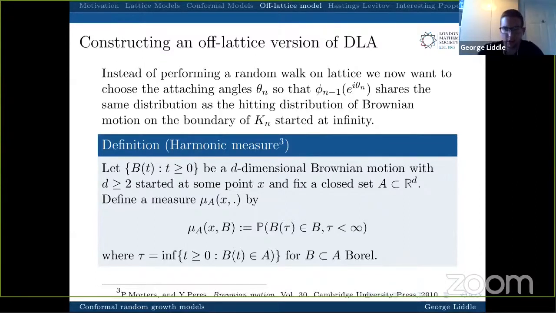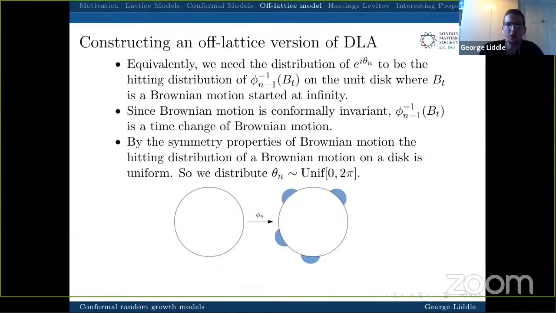So how do we actually rearrange that so that we know how we have to distribute the theta n? Well, if we, in some sense, just take the inverse of both sides, we need the distribution of the e to the i theta n to be the hitting distribution of the inverse of a Brownian motion, but now rather than on the cluster, because we know the inverse of the map takes us back to the disk, we're looking at the inverse of a Brownian motion on the unit disk. But Brownian motion is conformally invariant. So that means that when we take the inverse of a Brownian motion, we're just left with a Brownian motion. So now we're looking at what is the probability that a Brownian motion hits a portion of the disk. But the disk is symmetric, and we know Brownian motion has symmetry properties. So that means we're equally as likely to hit any portion of the disk. So the attaching angles we choose, theta n, need to be distributed uniformly on 0, 2 pi.